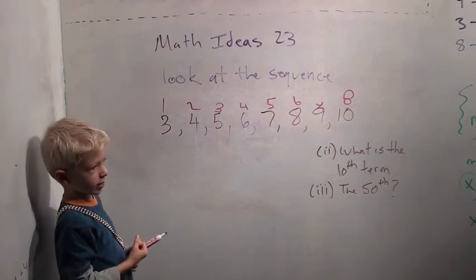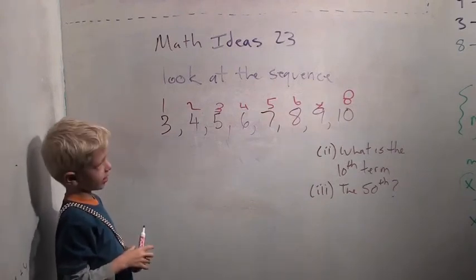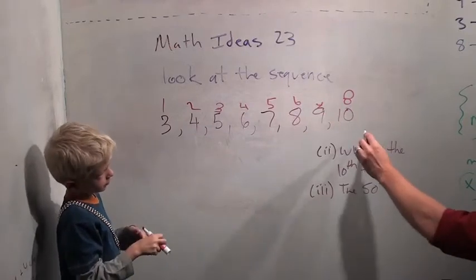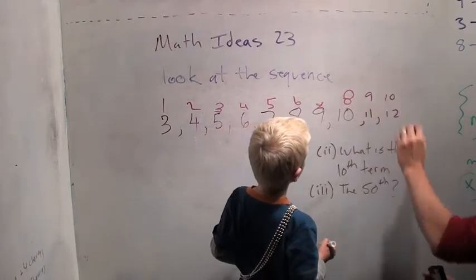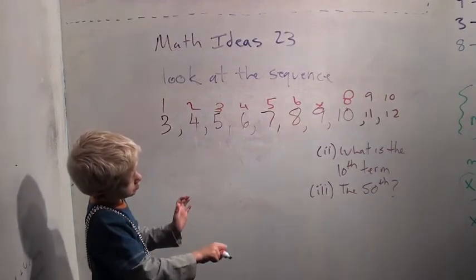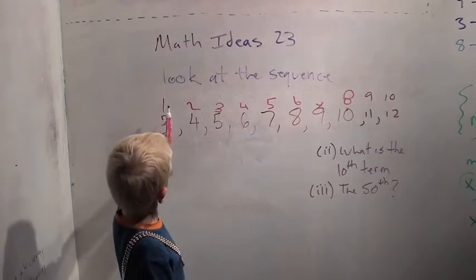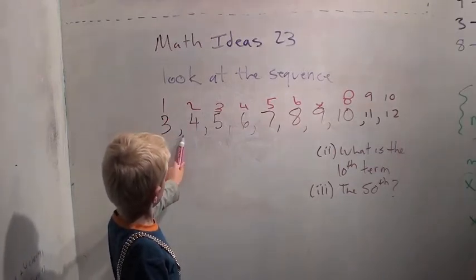10th term is going to be 12. How'd you figure that out? Because the 8th term is 10, so we add 2 more, and that's the 10th term. Okay. So the next one's going to be 11, and the next one's going to be 12, and that's going to be the 9th and the 10th term. Okay, very good. Do you see a pattern with the term numbers? The first term is? 3. The second term is? 4.